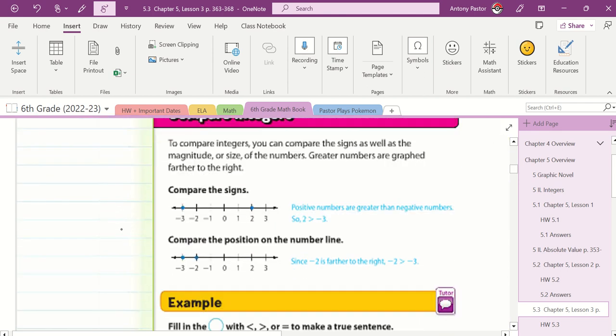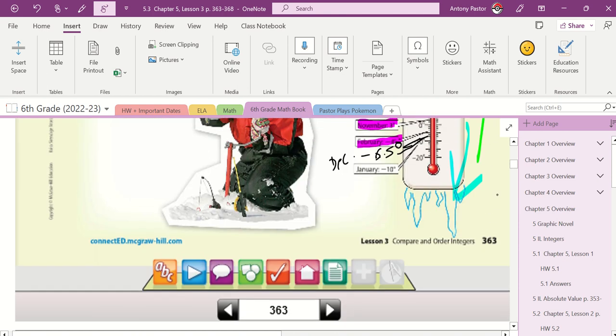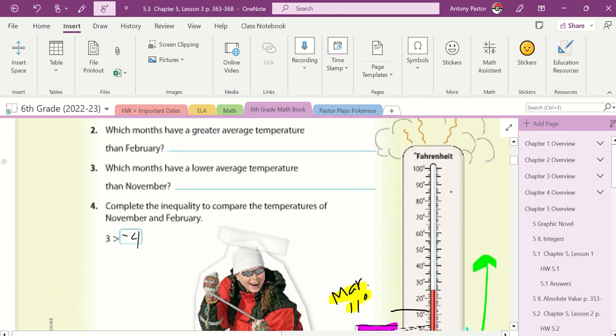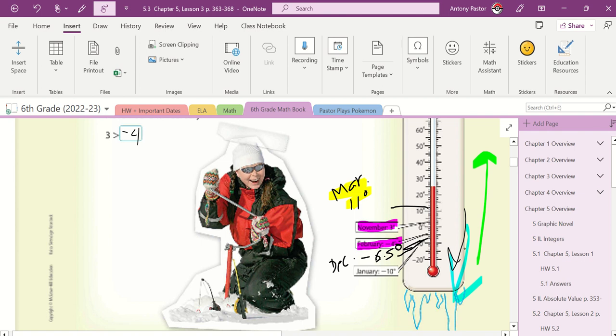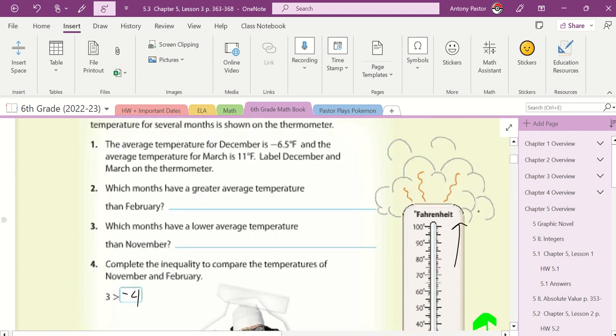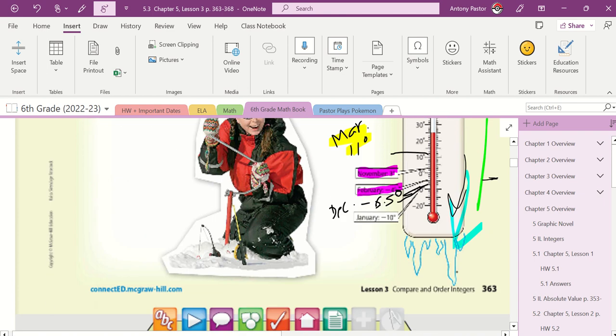To compare integers, you can compare the signs as well as the magnitude or size of the number. Greater numbers are graphed farther to the right. So we were using a vertical number line here on this example. So remember, on a vertical number line, the higher up they are, the greater they are. The lower down they are, the lower they are. Negatives are going to usually be down here. Positives are going to be up here.